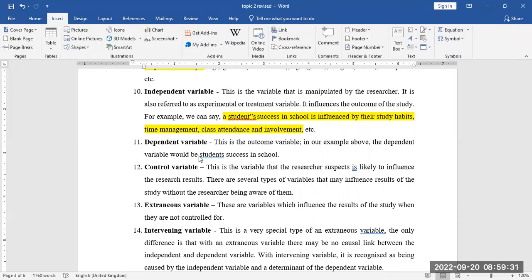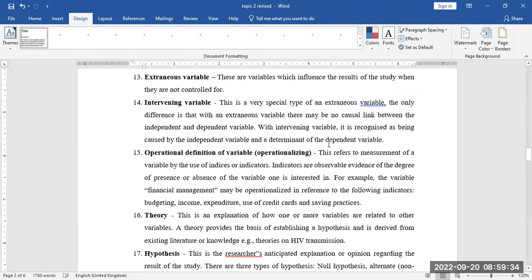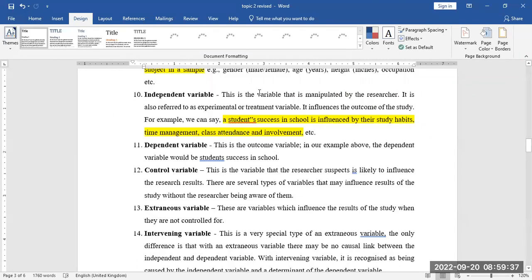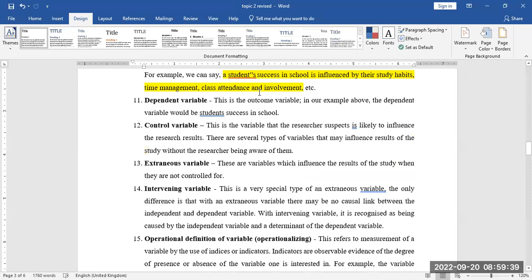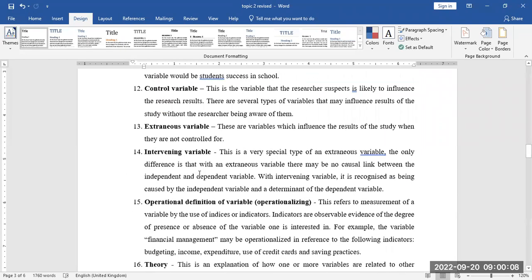Then we also have what we call a control variable. A control variable is a variable that the researcher suspects is likely to influence the research results. Those are variables that you suspect are going to influence your results. So there are several types of variables that may influence results of the study without the researcher being aware of them. Those are called control variables. We also have the extraneous variable. I want you to read on extraneous variable and intervening variable.